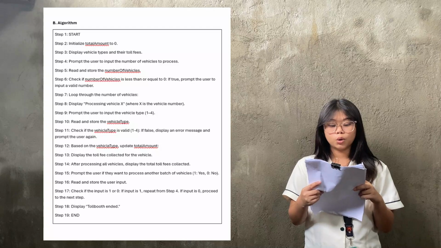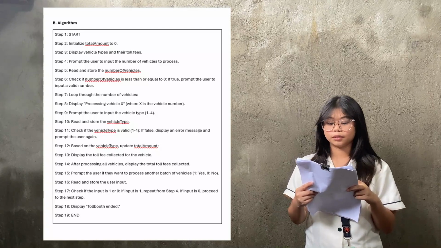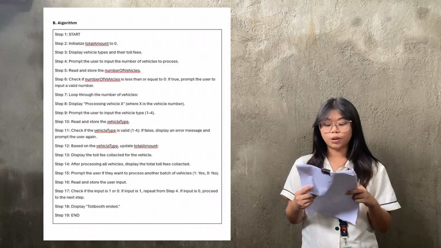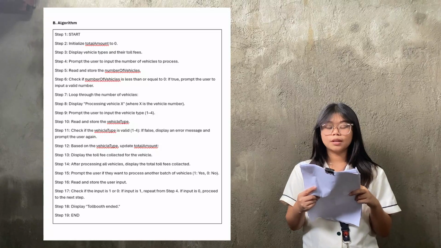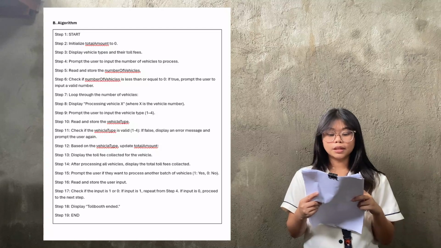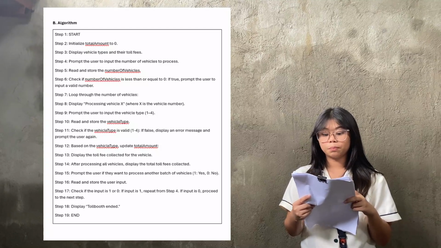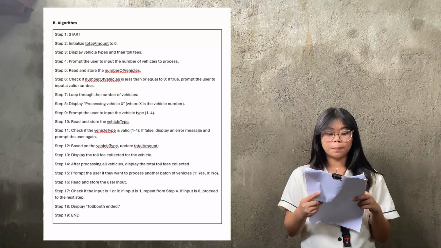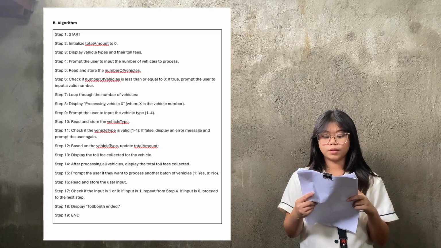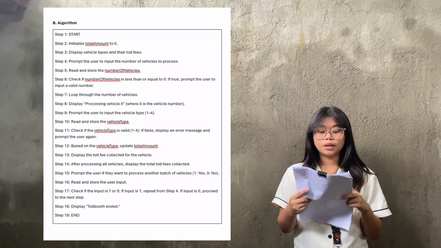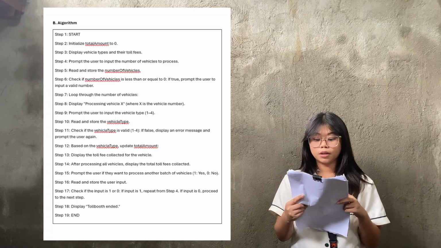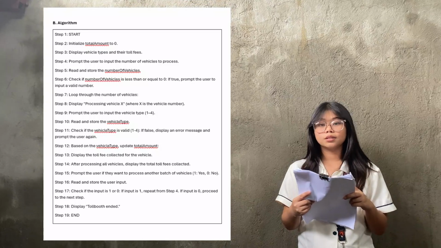Step 7. Loop through the number of vehicles. The system will start a loop to process each vehicle, repeating the following steps for each vehicle. Step 8. Display processing vehicle X. A message is shown indicating which vehicle is currently being processed. Step 9. Prompt the user to input the vehicle type from 1 to 4. The system asks the user to input the vehicle type from 1 to 4, which corresponds to the previously displayed toll fee structure.